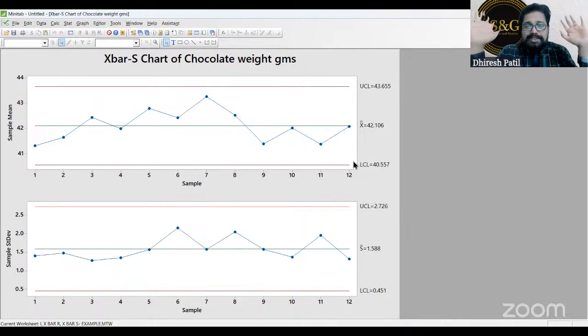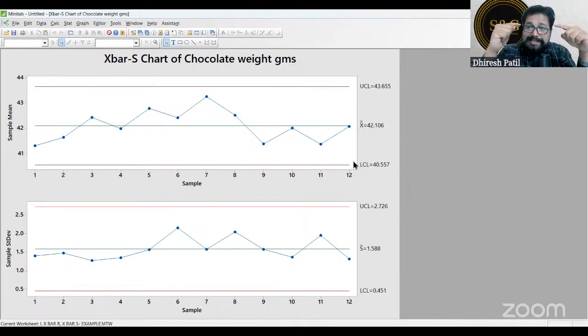Are you clear with this? Just type yes in the chat box. If the data is falling between the control limits, it is called a stable process. It's called common cause variation. Everybody with me, just type yes in the chat box. Super clear?